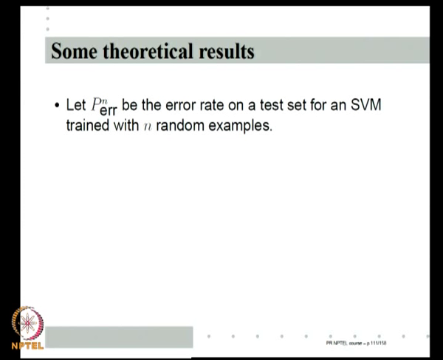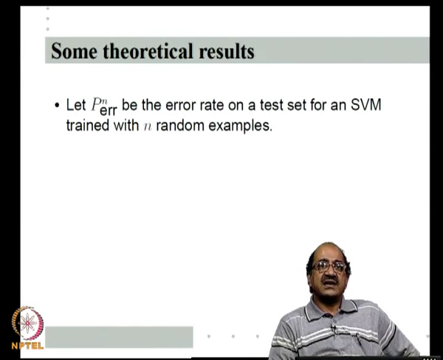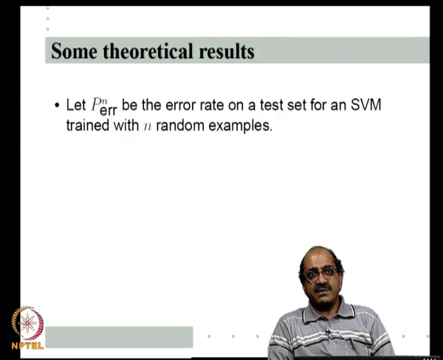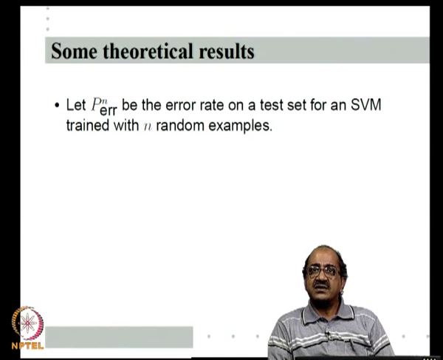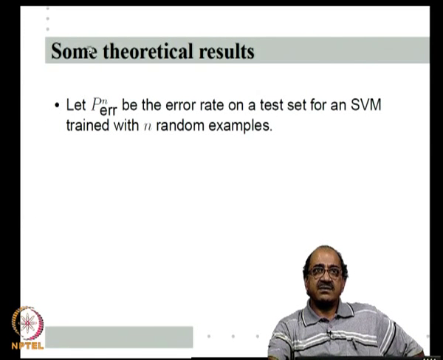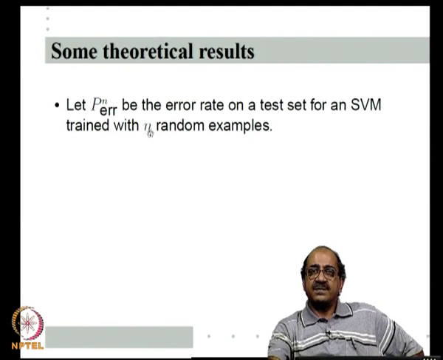The result is the following. Let us say P_n error be the error rate on test set for an SVM trained with n random examples, meaning for a given n, I choose n random examples, train an SVM and now use this SVM to find error on a test set. The probability of error on a test set is given by this, right. Obviously, this is a random variable, because it depends on n random examples.